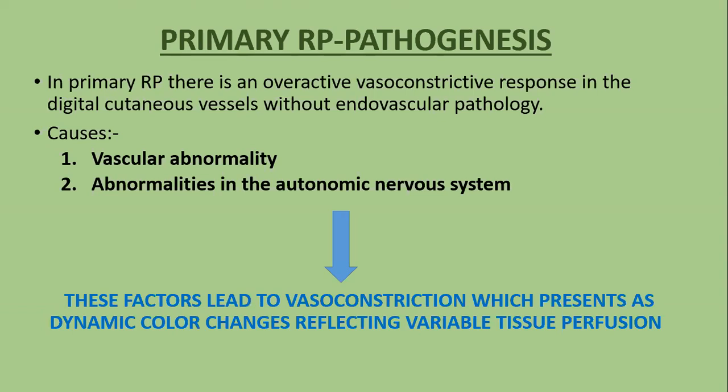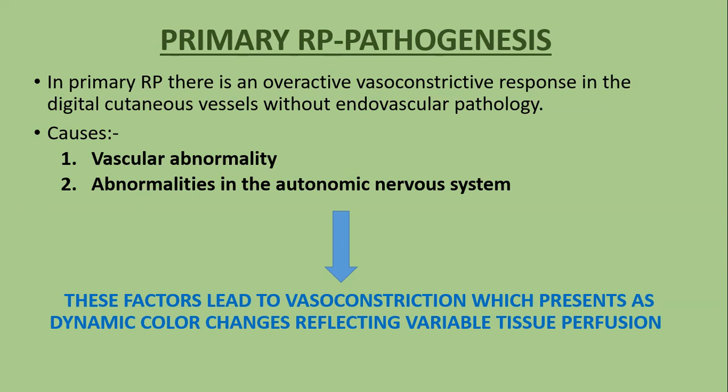The primary Raynaud's phenomenon pathogenesis. Primary Raynaud's phenomenon is an overactive vasoconstrictive response in digital cutaneous vessels without an endovascular pathology. It is important to recognize here that this is an overactive vasoconstrictor response to cold and stress rather than any pathological condition. The causes of this overactive vasoconstrictive response are a vascular abnormality or abnormalities in the autonomic nervous system.